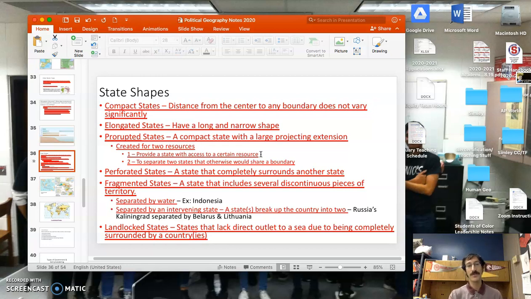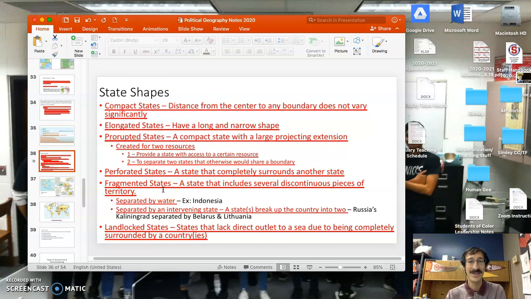So then instead of prorupted, we also have perforated states. These are states that completely surround other states. That means that there are countries literally inside of this country that do not share other boundaries. All right, we'll talk about that again.